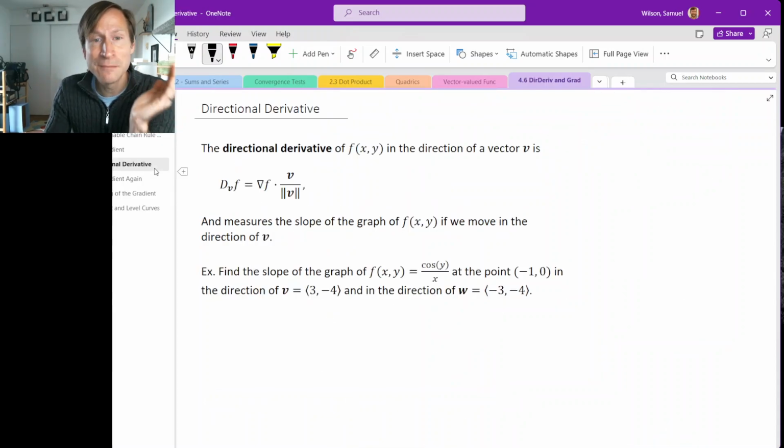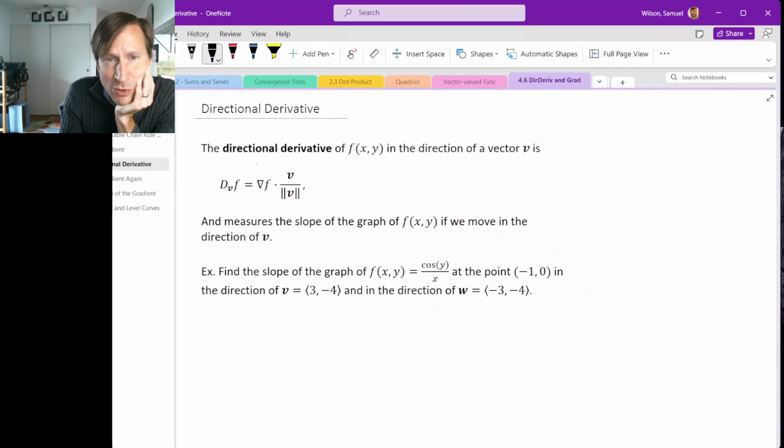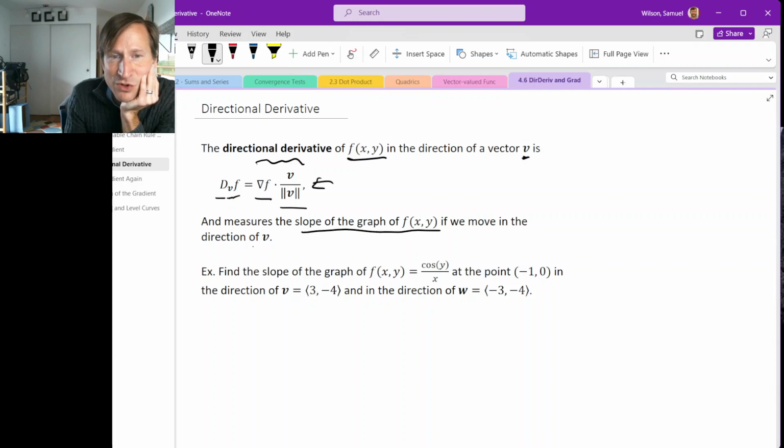So for this reason, this quantity we will call the directional derivative of f in the direction of some vector. We'll write it this way: capital D sub v of a function f, and it is the gradient of f dotted with the vector v over its own magnitude, and this is the slope of the graph if we move in the direction of v. What matters is the direction of v. Because we've divided v by its own magnitude, this vector here is actually a unit vector.